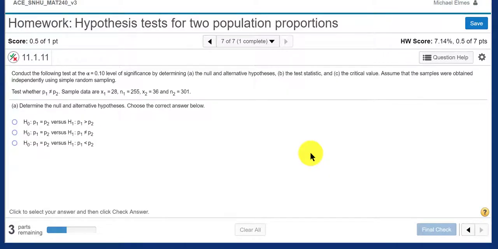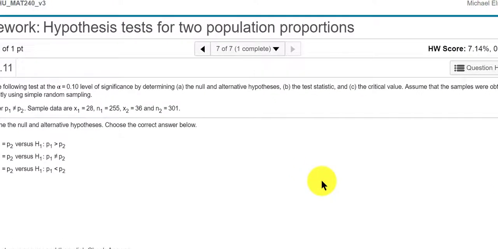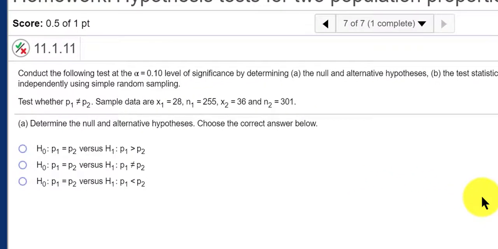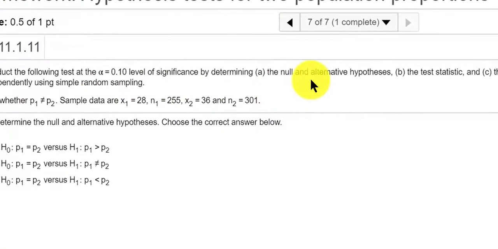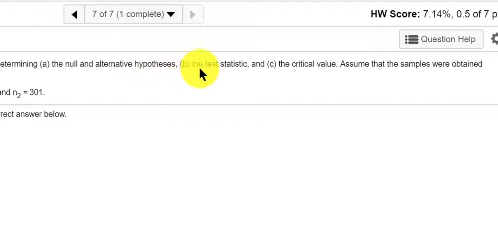Hello, class. I received a question concerning hypothesis tests for two population proportions. Specifically, I was asked, how do you find the test statistic? So let's take a look at the problem here. It says, conduct the following tests at the, looks like 10% level of significance. We're asked for the null and alternative hypothesis, then the test statistic, and then the critical value.